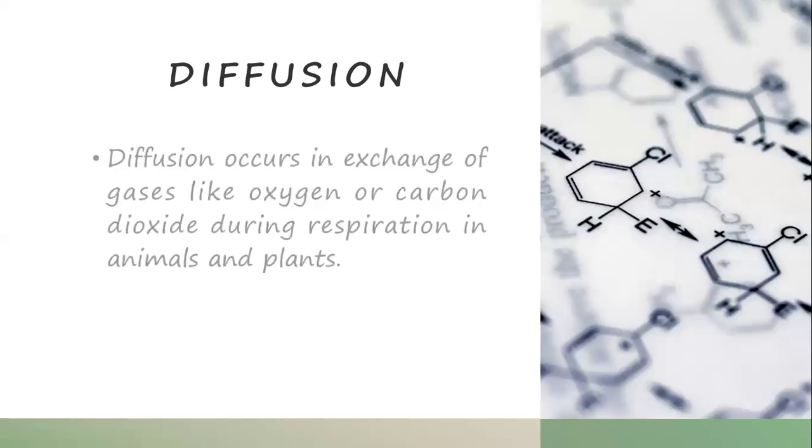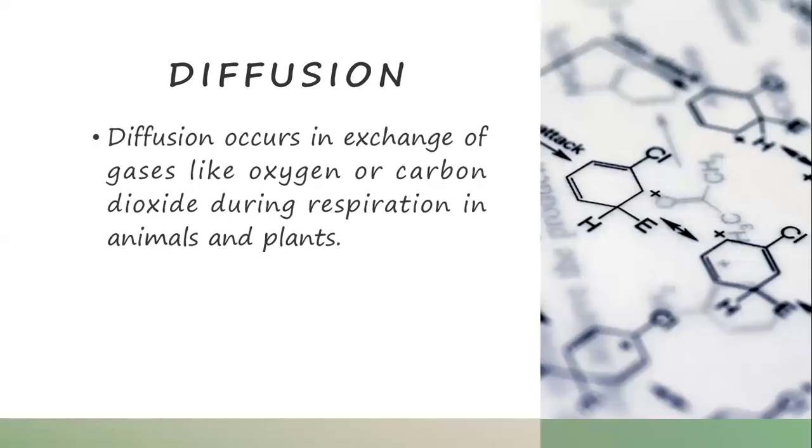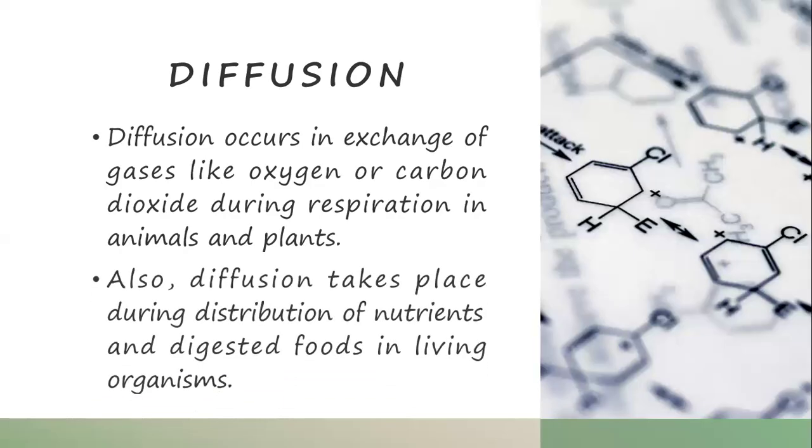In the human body, diffusion occurs in the exchange of gases like oxygen and carbon dioxide during respiration in animals and plants. So that's how diffusion occurs in living things. Also, diffusion takes place during the distribution of nutrients and digested foods in living organisms. So these are just examples of where diffusion can take place within living things.